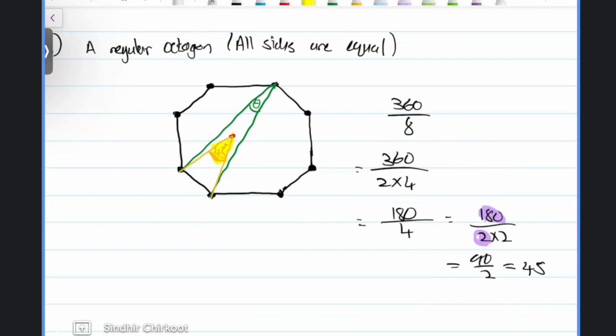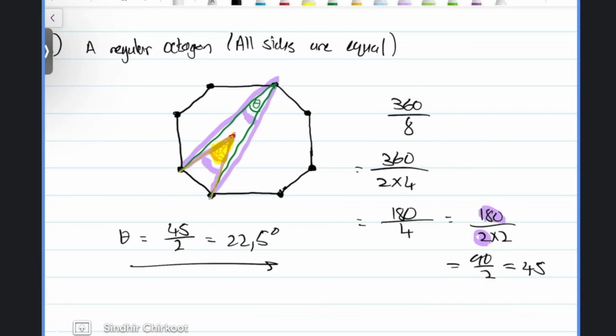And like Zara said, angle at center is 2 times angle at circumference. So this is that shape that you guys are supposed to see. Angle at center is twice angle at circumference. So therefore, theta is basically 45 divided by 2, which is 22.5.